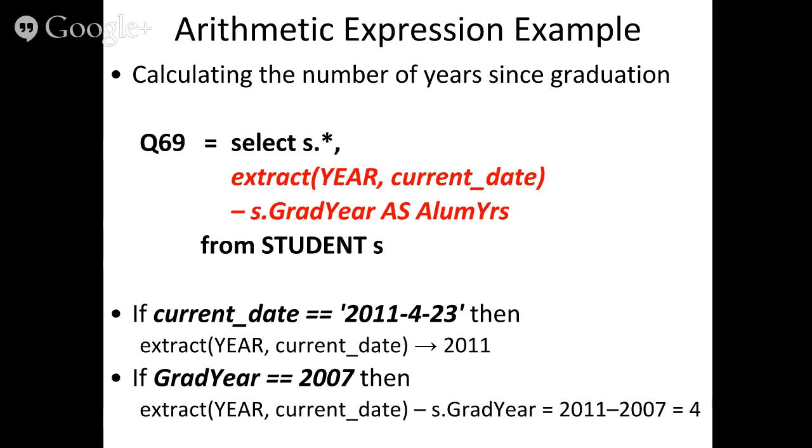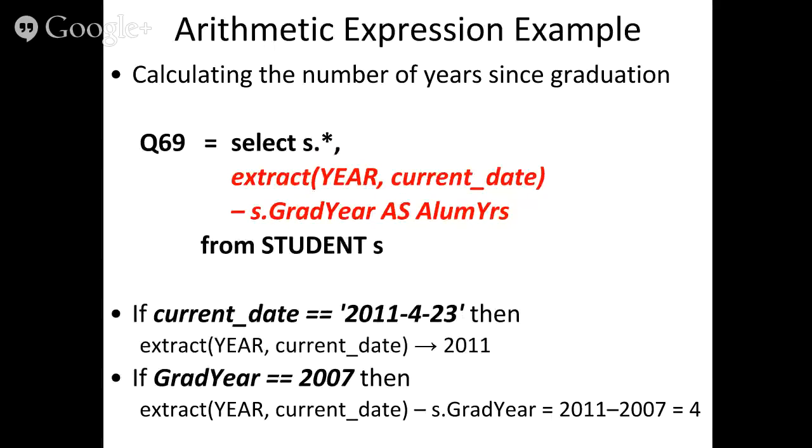And then we're subtracting. The current year is whatever today is, 2015, and we're subtracting when you graduated. Oh, so you graduated in 2011. So we're calculating how many years you have been an alum, and we're putting that under the column name alum years.